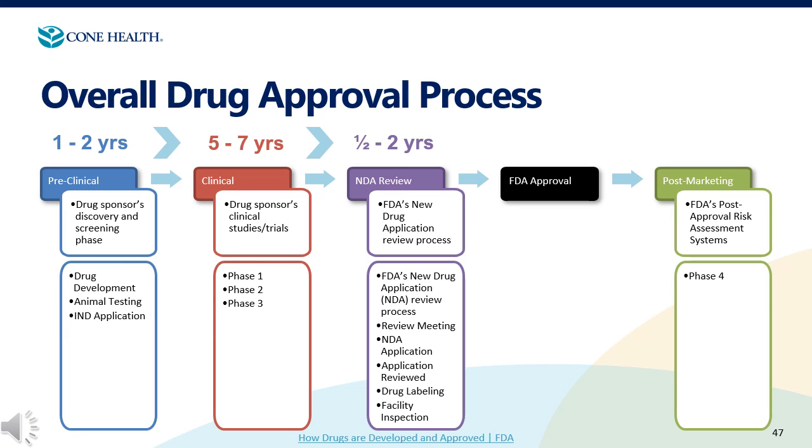So the overall drug approval process begins with a preclinical phase, which takes usually about a year to 2 years. This is where the drug sponsor is discovering and screening the medications. So during this time is drug development. They test the safety of it on animals, or even effectiveness, and then they also submit an IND application to the FDA. And then moving on to the clinical process, which is longer, about 5 to 7 years. This is when the clinical trials are carried out, which most people are aware of.